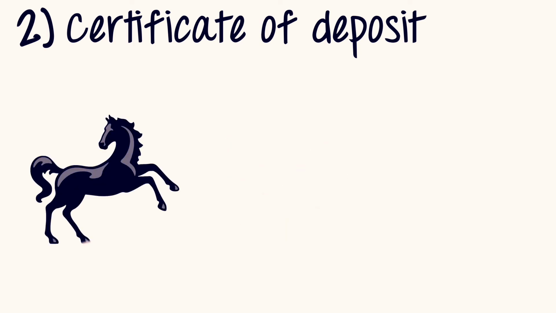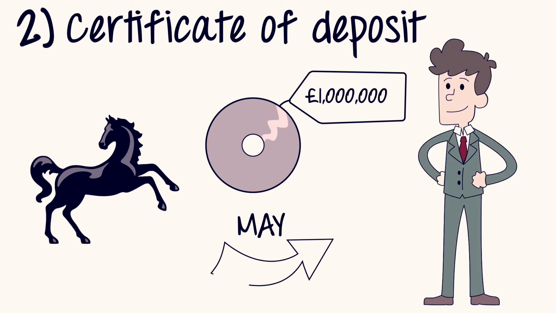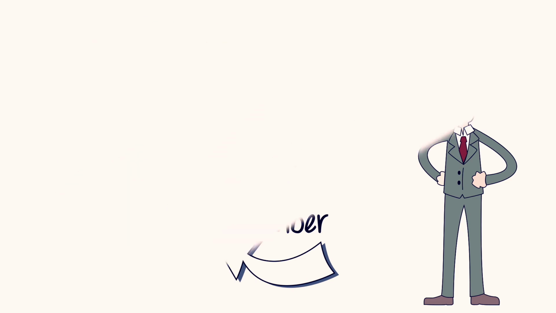Lloyds Banking Group might issue a CD to represent a deposit of £1 million from a customer, which is redeemable in 6 months. The customer will receive the £1 million back from the bank after 6 months, as well as an agreed amount of interest. If the customer needed their money back before the 6 months is up, they can sell the CD to another investor in the money market.